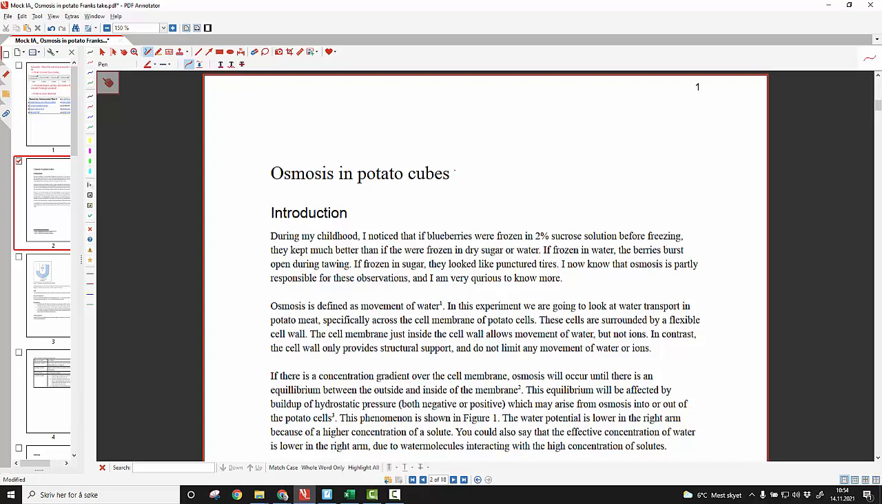This is the title of the mock IA, and it's not a question. So the title is not the research question, which we will come to later. In the introduction, you start wide, and then you narrow in on what is relevant for you. So for example, here you could talk about osmosis. But when you come further down, you could talk about the plasma membranes of potato cells in particular.